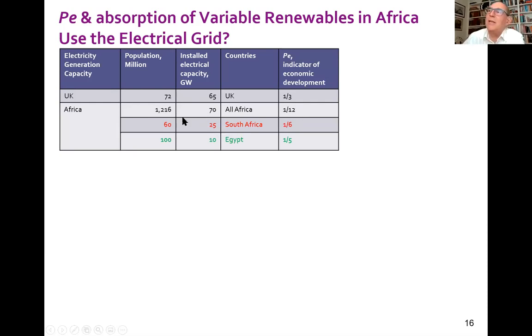But interestingly, in Africa, one country, South Africa, has 25 gigawatts. And another country has 10 gigawatts. That's 35 gigawatts in total. So South Africa and Egypt together have half the generation capacity of Africa. Why is that? It's development. It's a stage of development.